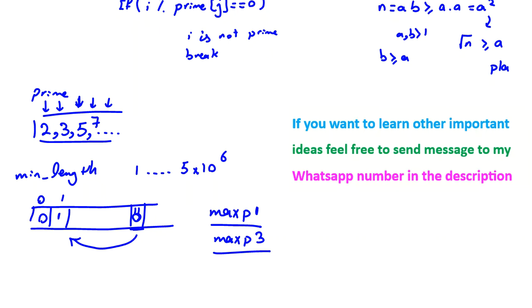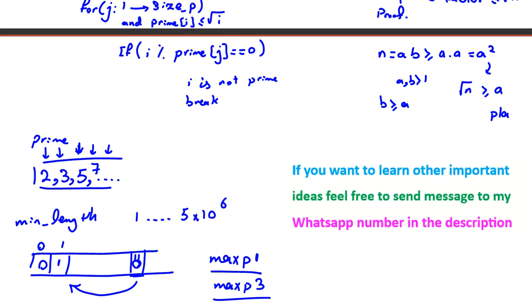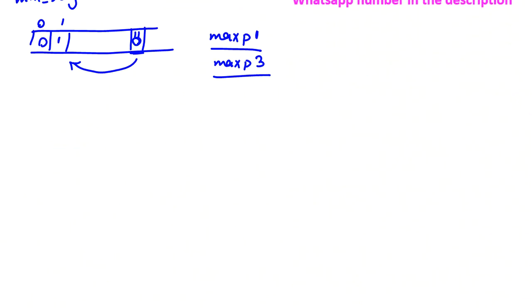Now, I will show you also the code. So we will fill these two arrays, minimum length and A_i now. Last step. We have some numbers.